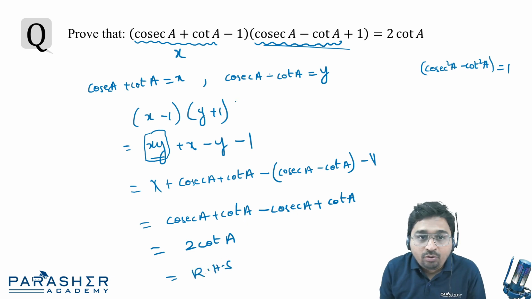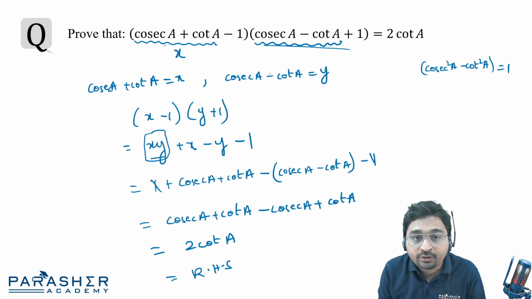Simple. So, rather than converting everything into sine and cos or directly multiplying everything, just take a 10-second pause and organize your thoughts. Have you seen this somewhere? Can I use that? Can I apply some identity here? That should be your approach.